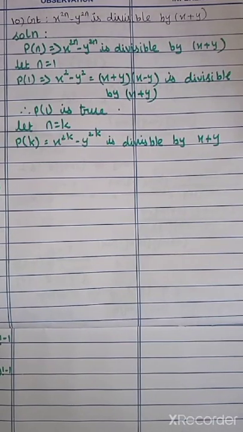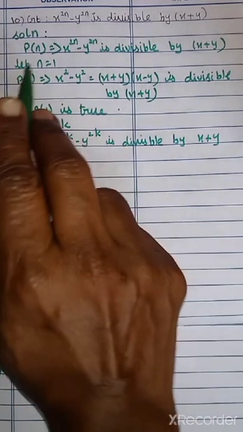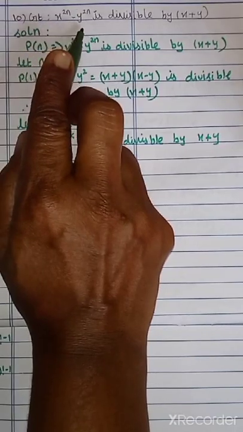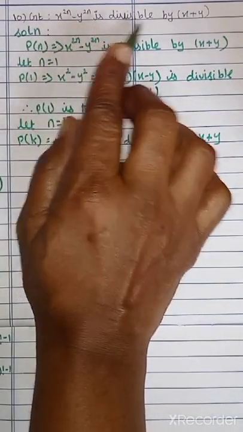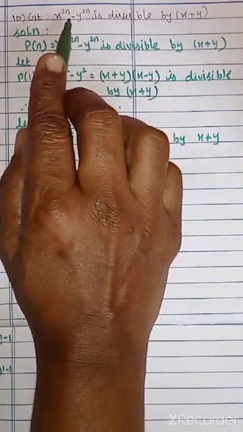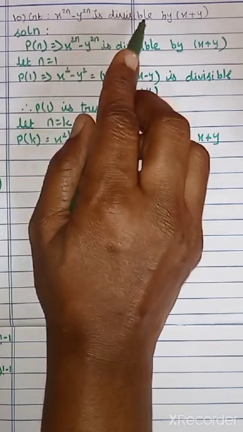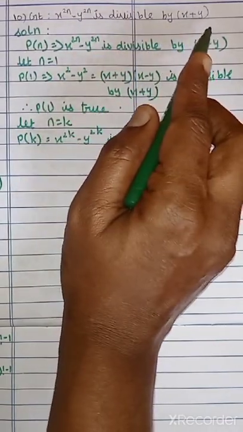10th question. Using mathematical induction, show that for any natural number n, x power 2n minus y power 2n is divisible by x plus y. So here what we have to prove? x power 2n minus y power 2n is divisible by x plus y.